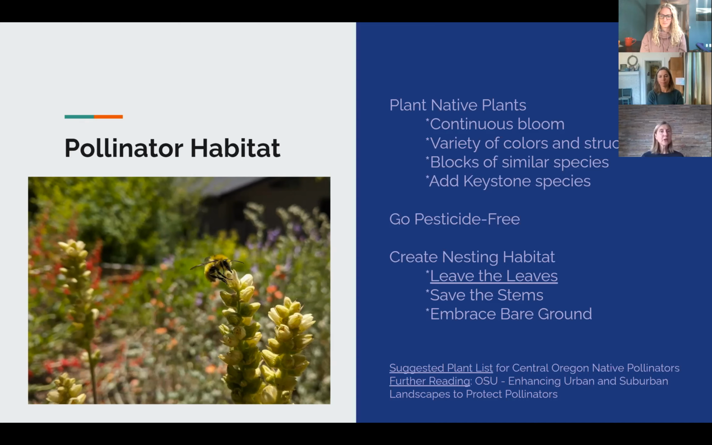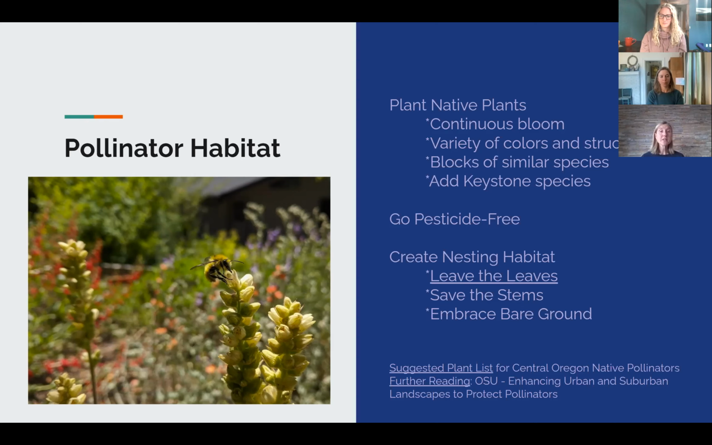Gather the leaves together. You can remove them off of turf grass. As we've talked about with soil health, you can place them over the bare soil in your garden. They make incredible compost, incredible mulch. But just leave them instead of removing them from the site, and they will support our native pollinators.